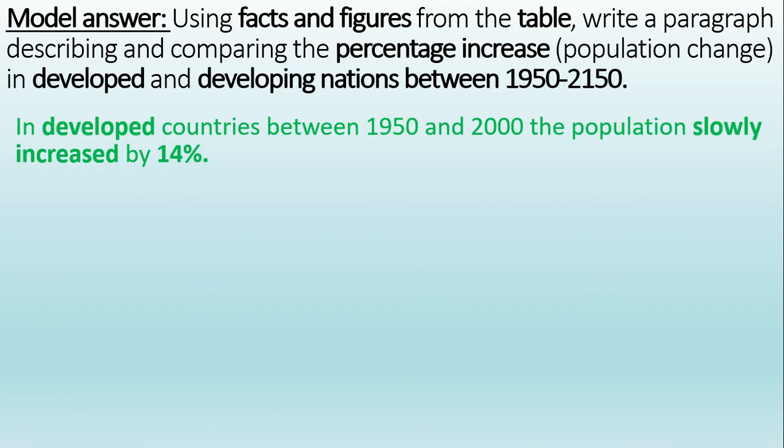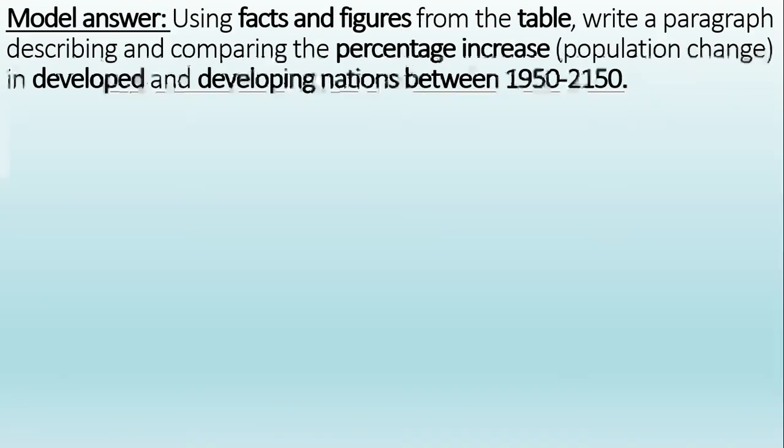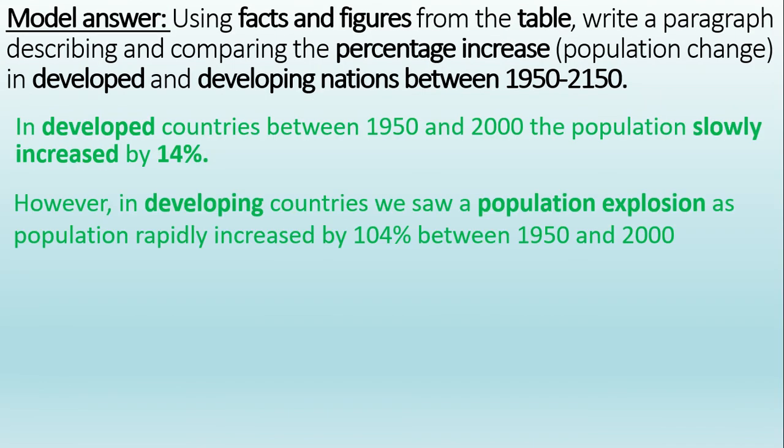So your first sentence should have sounded something like this. In developed countries, between 1950 and 2000, the population slowly increased by 14%. That's true, isn't it? Just here, 14%. However, in developing countries, we saw a population explosion as population rapidly increased by 104% between 1950 and 2000. So do you see how I've compared the two? Just in those two sentences, I said one increased slowly, whereas in developing countries there was a population explosion. And I've used facts and figures.